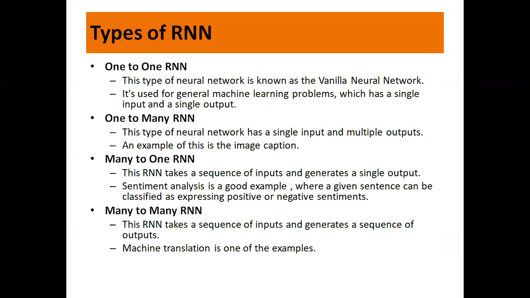Many to many RNN. This RNN takes a sequence of inputs and generates a sequence of outputs. So machine translation is one of the examples, because you give the whole sentence as input and the output is again the whole sentence in a different language.